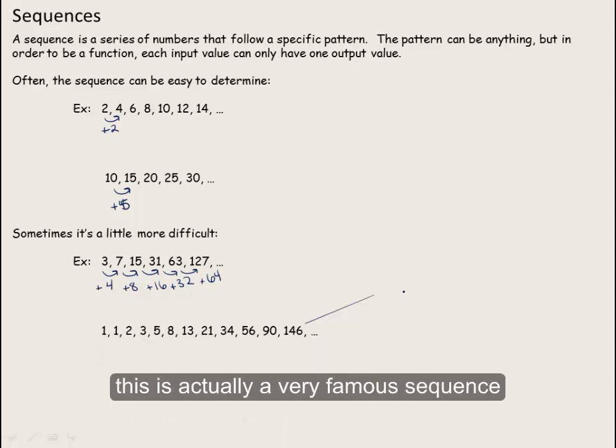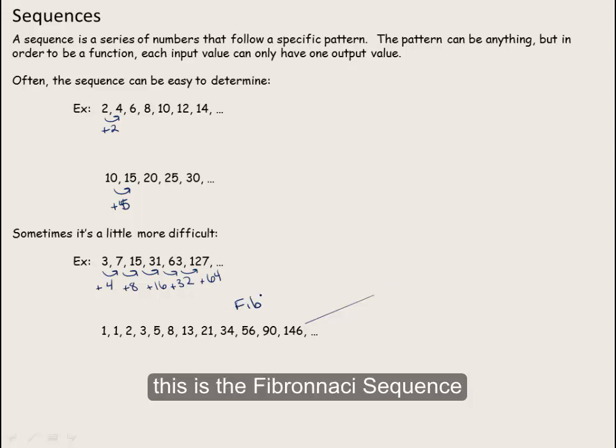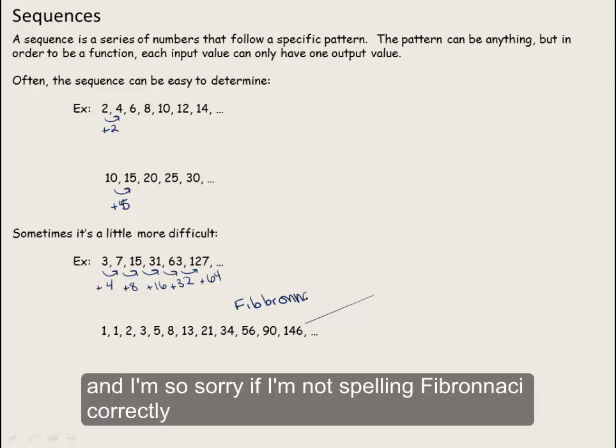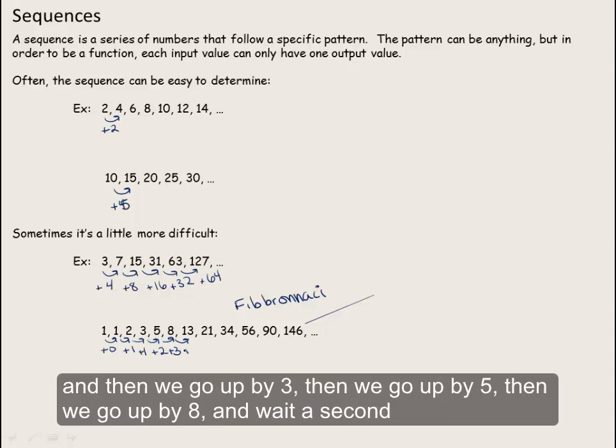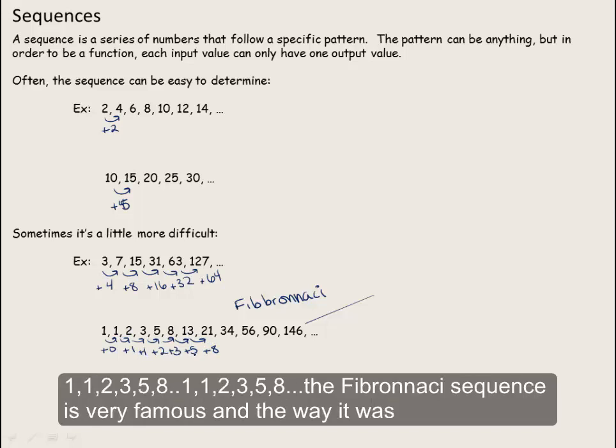And then this is actually a very famous sequence. This is the Fibonacci sequence, and I'm so sorry if I'm not spelling Fibonacci correctly. We go up by none. Then we go up by 1. Then we go up by 1 again. And then we go up by 2. And then we go up by 3. And then we go up by 5. And then we go up by 8. And wait a second. 1, 1, 2, 3, 5, 8.